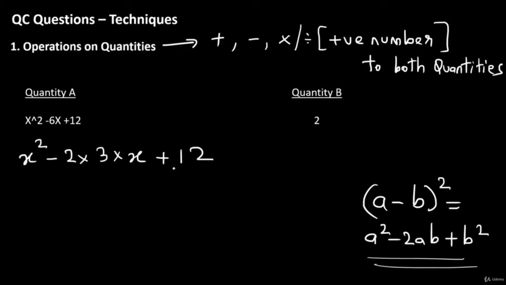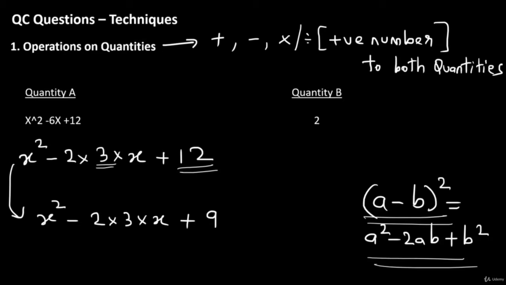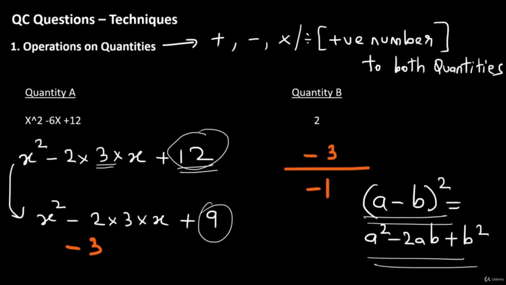Now if I can change this 12 to 3 square, then I could convert it into this form, right? So let's do that over here. I'm converting this to x square minus 2 into 3 into x plus 9. So I'm changing 12 to 9, right? For this I have to subtract 3 from quantity A, right? Now let me do the same thing to quantity B also. So 2 minus 3 gives me minus 1 in quantity B.